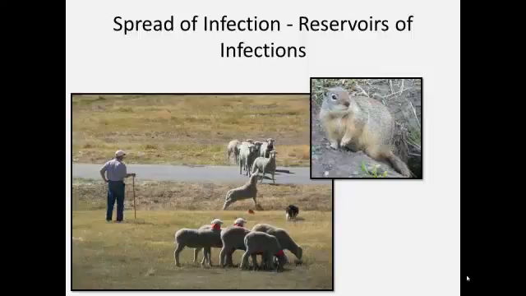Also, wild animals are reservoirs of infection. With our ground squirrel here, bubonic plague has become endemic in the United States, specifically the southwestern United States, in rodents, ground squirrels, ground living rodents. So if you're out camping and you see a dead rodent, a dead ground squirrel, do not go and pick it up.